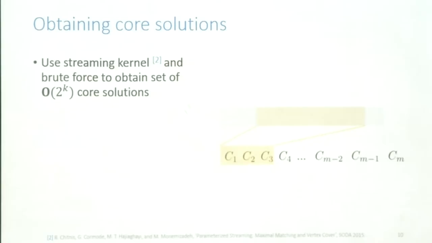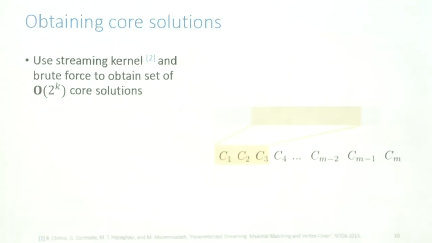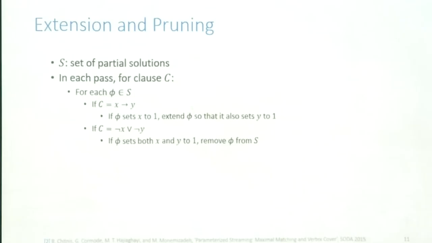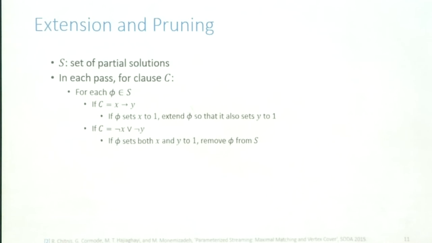And then what you do is you find these solutions in one pass, and then over k additional passes, this is what you do. These solutions will be satisfying all the monotone clauses in your formula. What you want to do is to extend these solutions so that they also satisfy the whole formula. While you extend these solutions, you might find out some are not extensible, and you might want to throw them out. So this is what you'll do over the next k passes. So in the next k passes, what you'll do is you'll go over the formula, and for each clause, you'll look at a partial satisfying assignment in your set of solutions, and if your clause is an implication, what you'll do is you'll extend it.